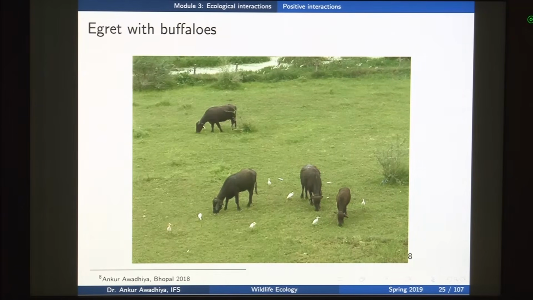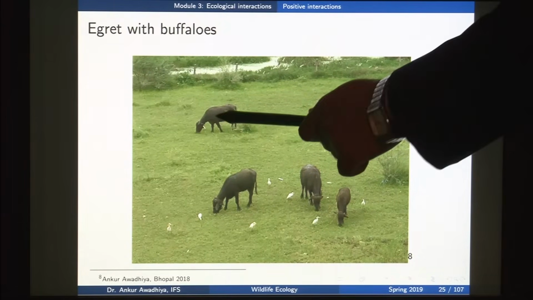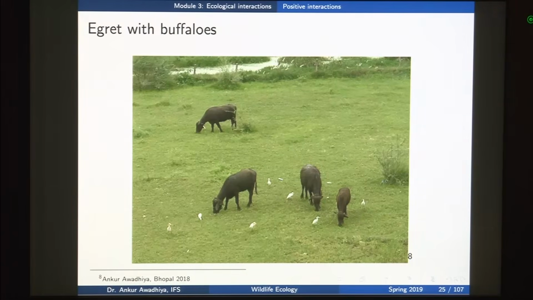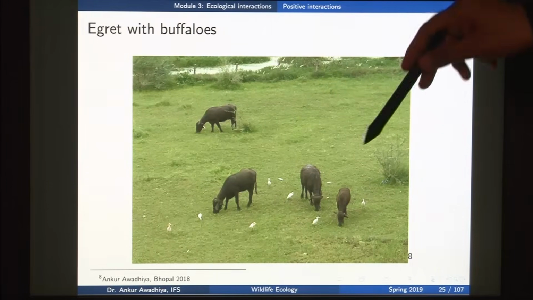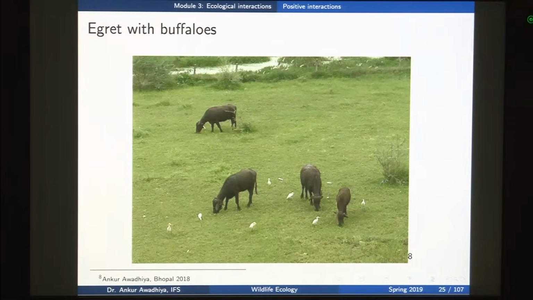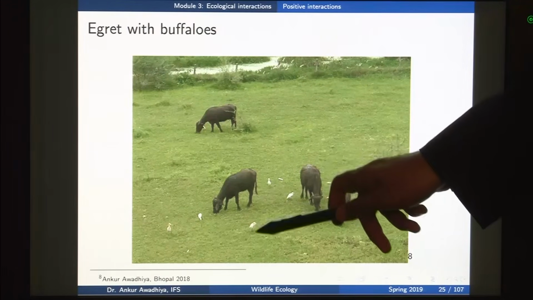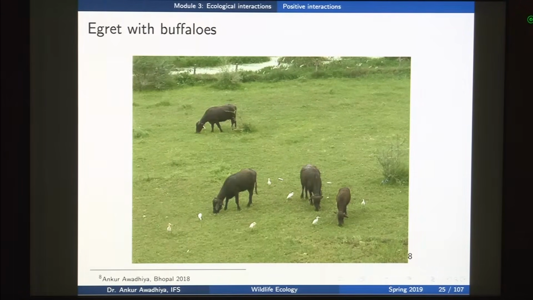For instance, they might be competing against each other. If this buffalo eats up most of the grass, the second buffalo might not be able to get enough amount of grass. Or for instance, if this buffalo is trying to mate with, say, this buffalo, and this buffalo is also trying to mate with this buffalo, both of these buffaloes are competing against each other. So, these are examples of intraspecific interactions. But when we consider the interaction between the egret and the buffalo, we have an interspecific interaction.